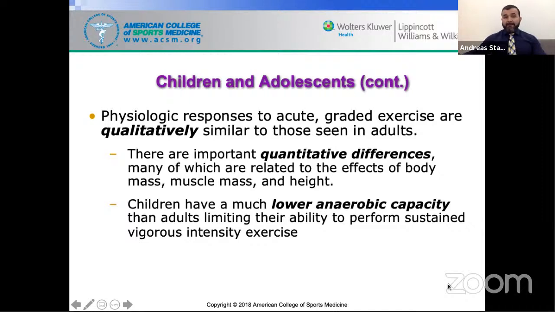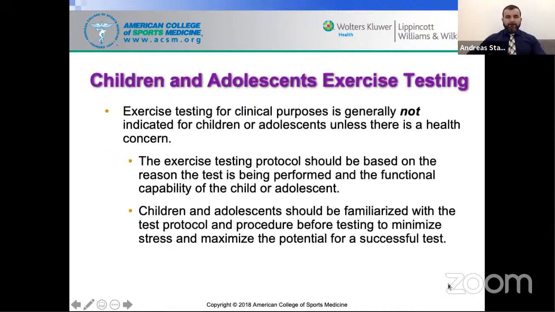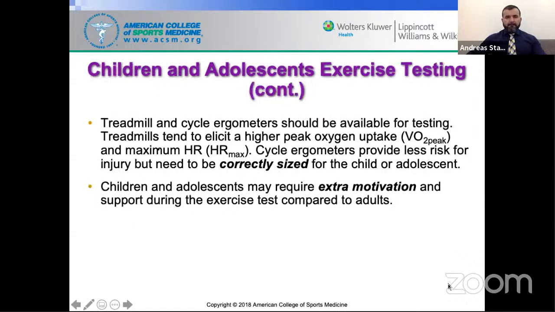Okay, that's what is different here because of those differences they have: body mass, muscle mass, height. And also you can see that they have lower anaerobic capacity. Especially the issue here is for sustained vigorous intensity. So if you prescribe a vigorous intensity, make sure there is no issue with performing sustained vigorous intensity. We don't really prescribe exercise testing for clinical purposes unless there's a specific reason for that.